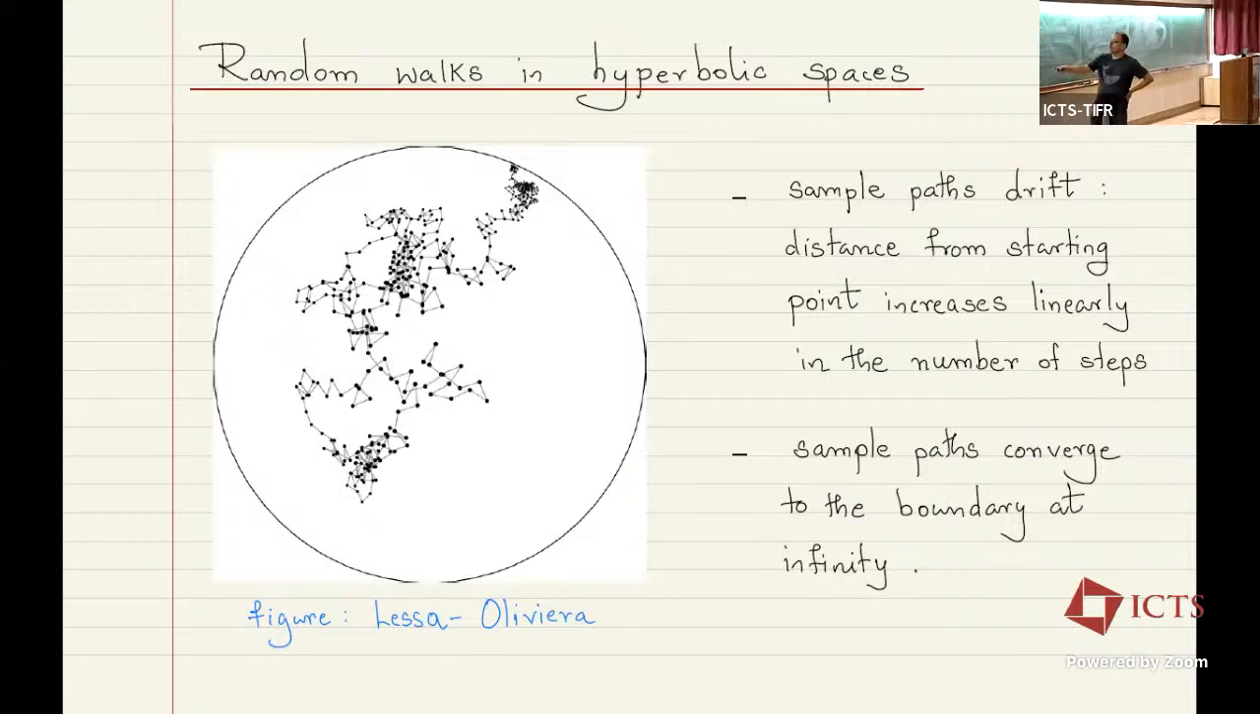All right, just for more information, if you want to see cool pictures, you can also see Danny Calegari's blog, where he draws pictures of random turtles in the hyperbolic plane.